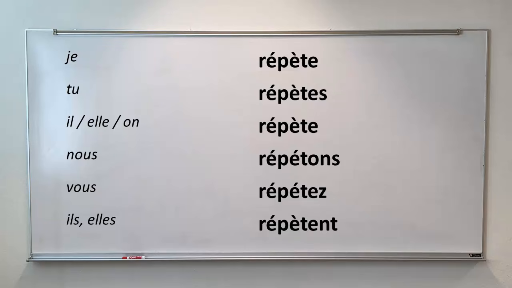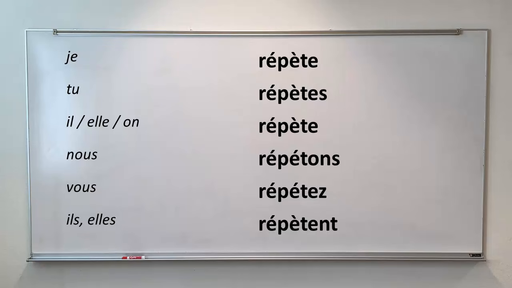The verb répéter in the present tense. Je répète, tu répètes, il, elle, on répète, nous répétons, vous répétez, and il, elle répète. So this is a pretty straightforward verb. You don't need to use an object or another word with it. You can just use it by itself.